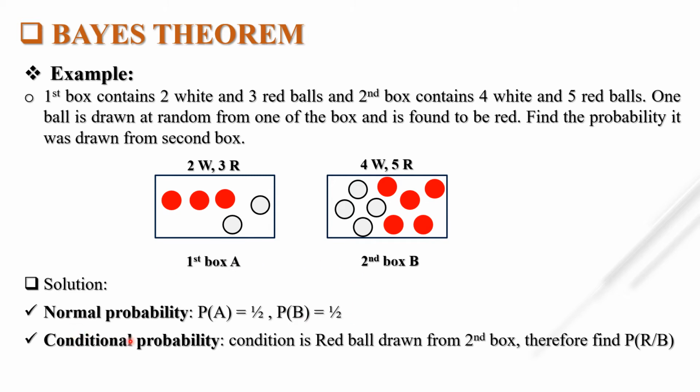So what is conditional probability? The condition is that a red ball is drawn from the second box. That's why we have to find the probability of red ball with respect to B, with respect to box B. Let's see.